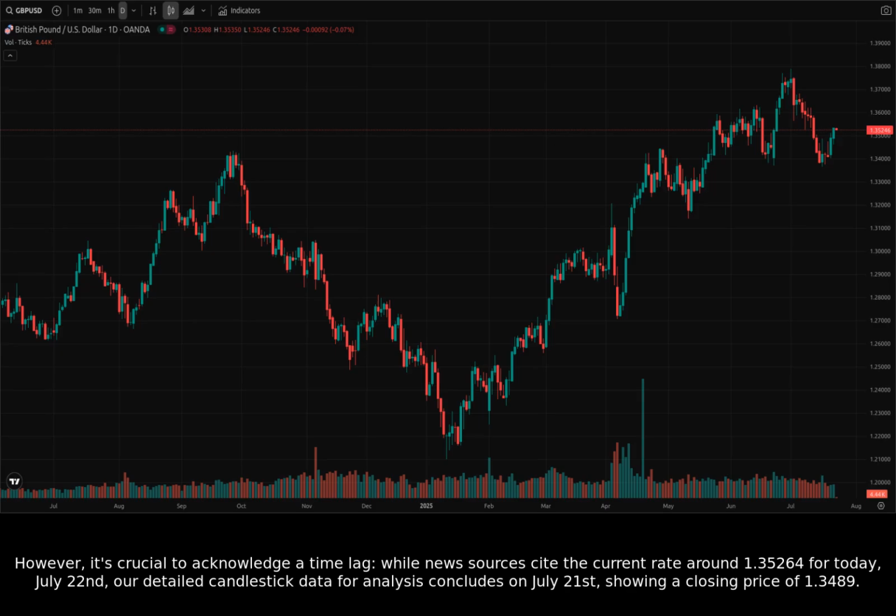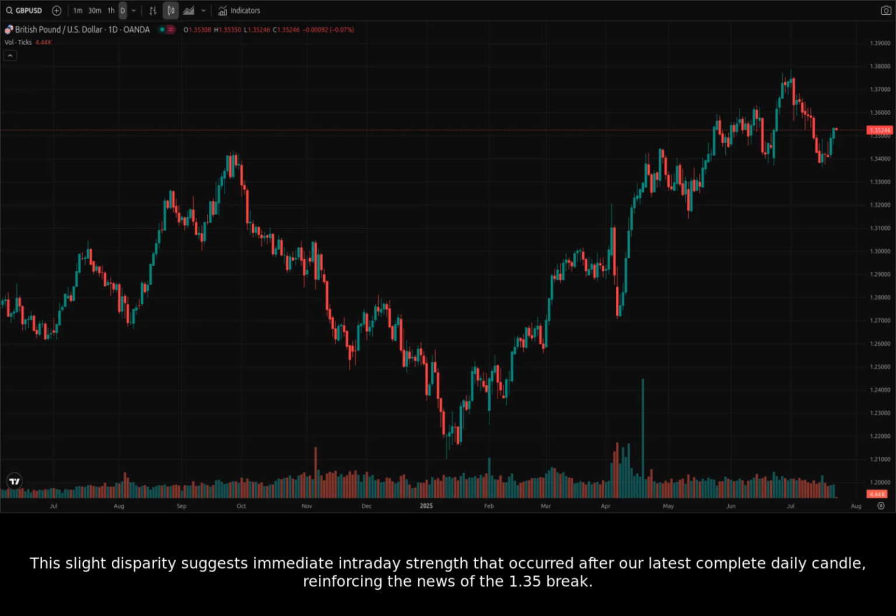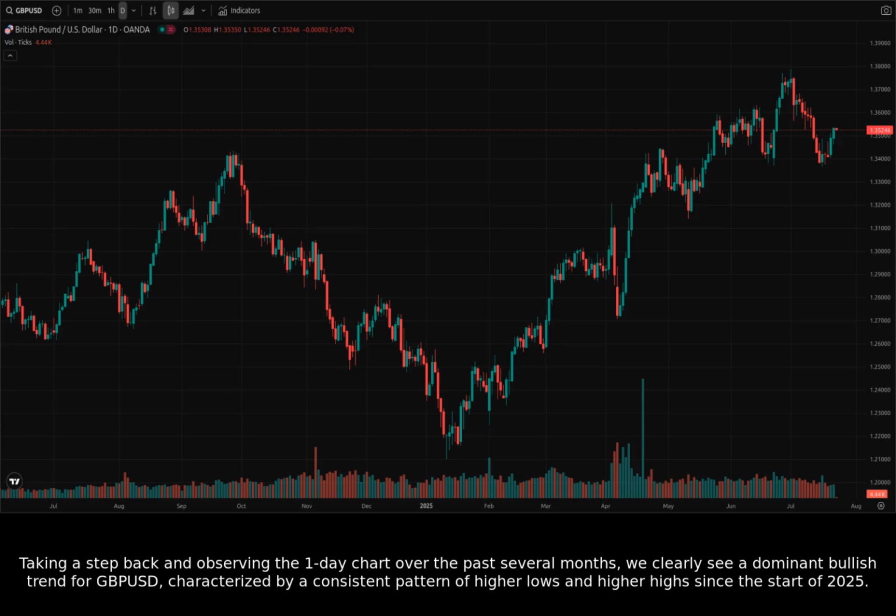However, it's crucial to acknowledge a time lag. While news sources cite the current rate around 1.35264 for today, July 22nd, our detailed candlestick data for analysis concludes on July 21st, showing a closing price of 1.3489. This slight disparity suggests immediate intraday strength that occurred after our latest complete daily candle, reinforcing the news of the 1.35 break.